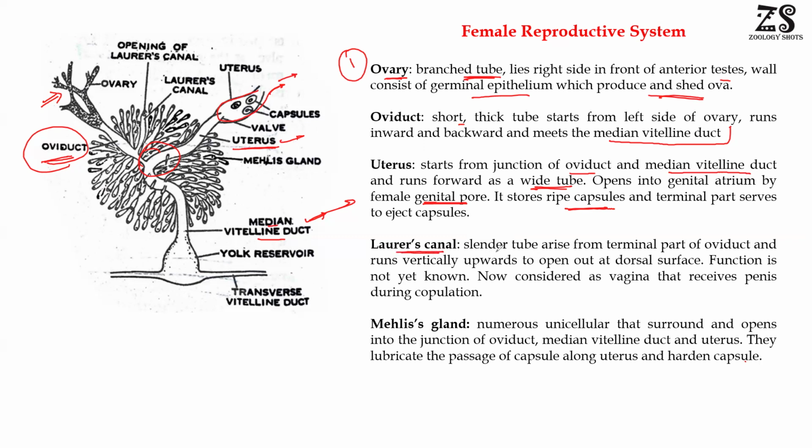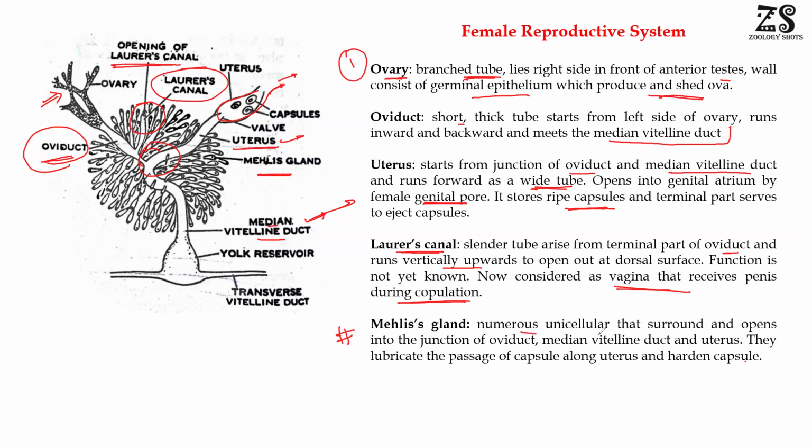Laurer's canal is a slender tube that rises from the terminal part of the oviduct and runs vertically upward. So this is your Laurer's canal. Previously its function was not known, but now it is considered as the vagina that receives the penis during copulation. Then the last gland is your Mehlis' gland.